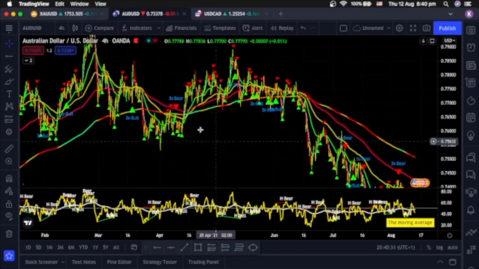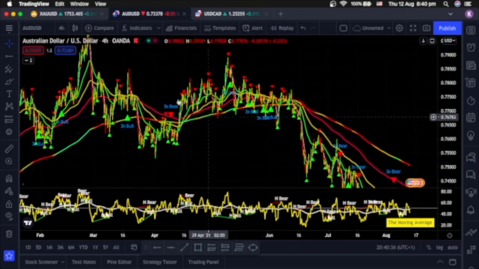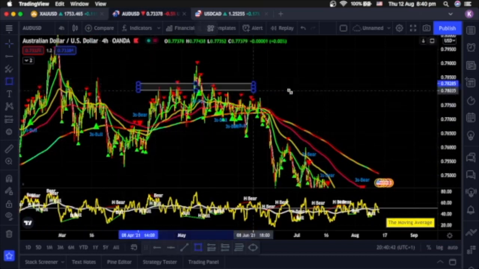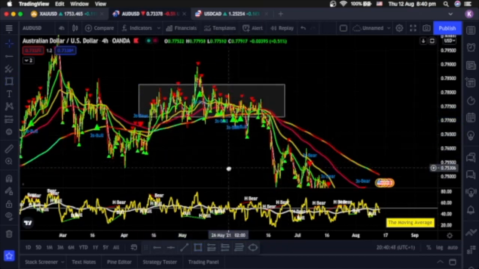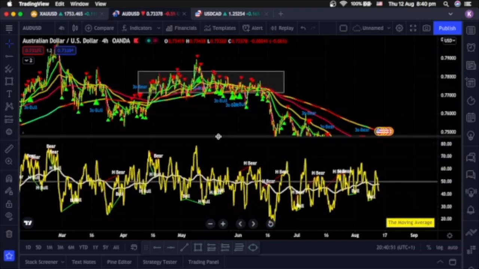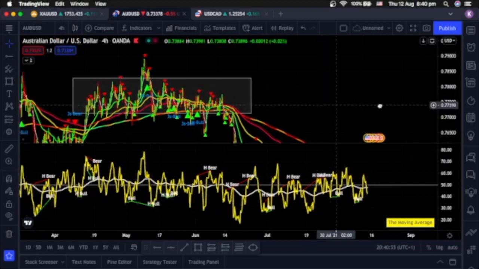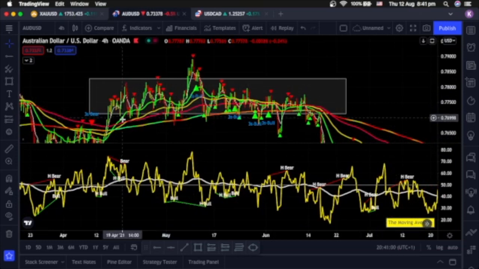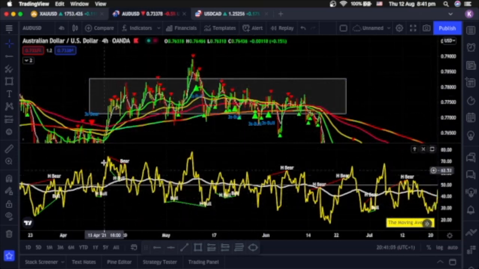So we were right here. Now, how do we know that this consolidation period is over? Very simple. You need to look for divergences. Now that's when the RSI comes into place. Look what happened over here. Let me just zoom in for you guys so you can see it. The market was moving side to side, side to side, and look what was happening on the RSI.